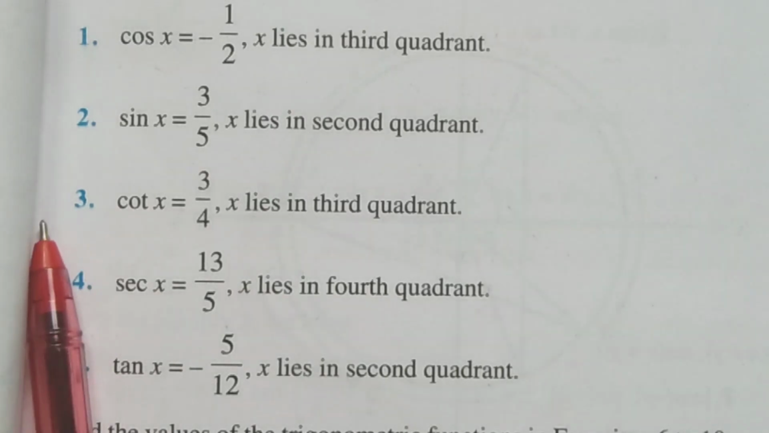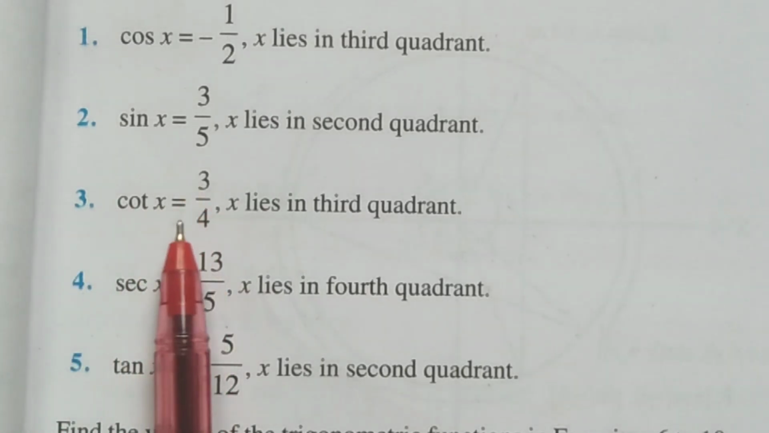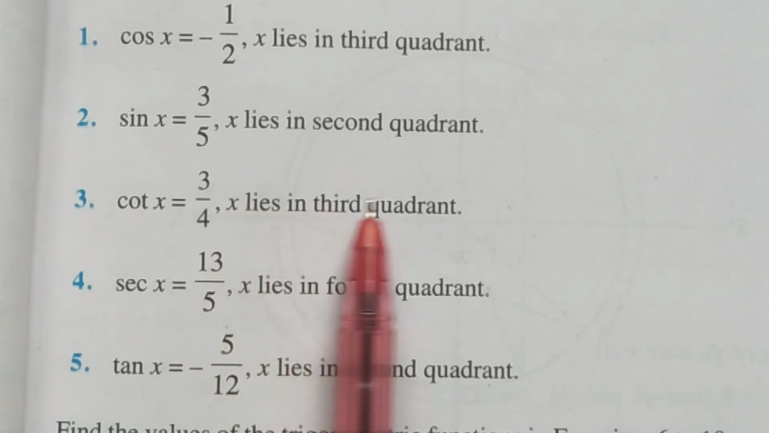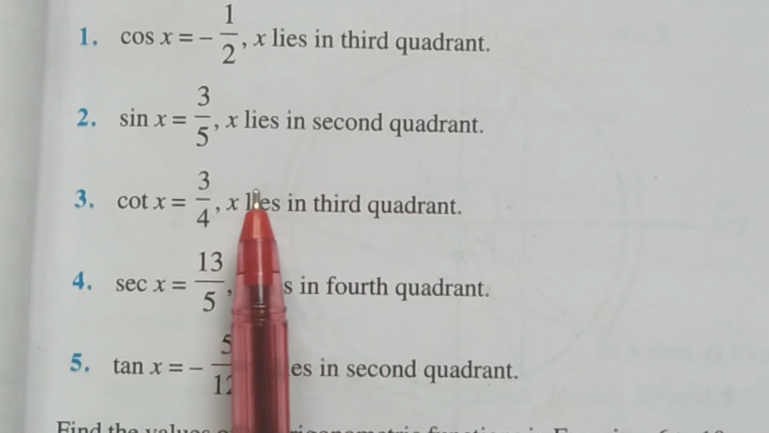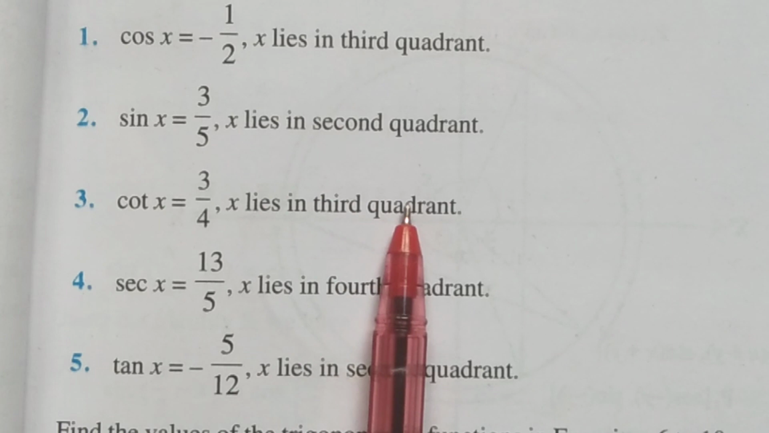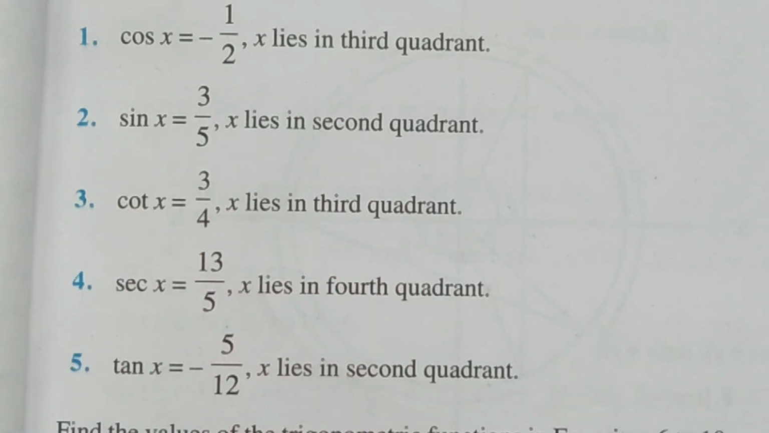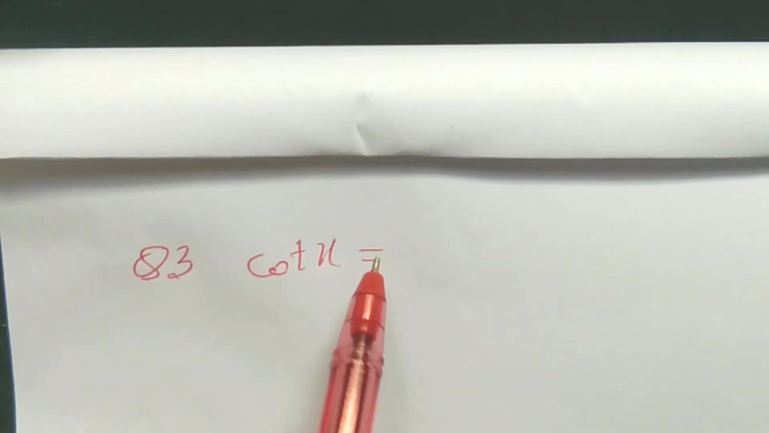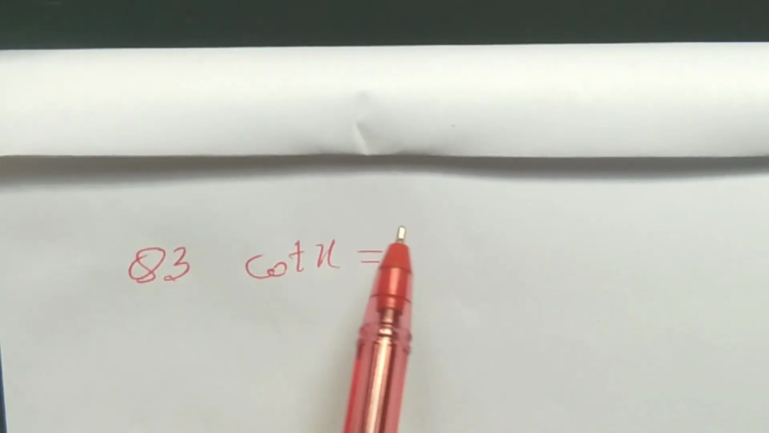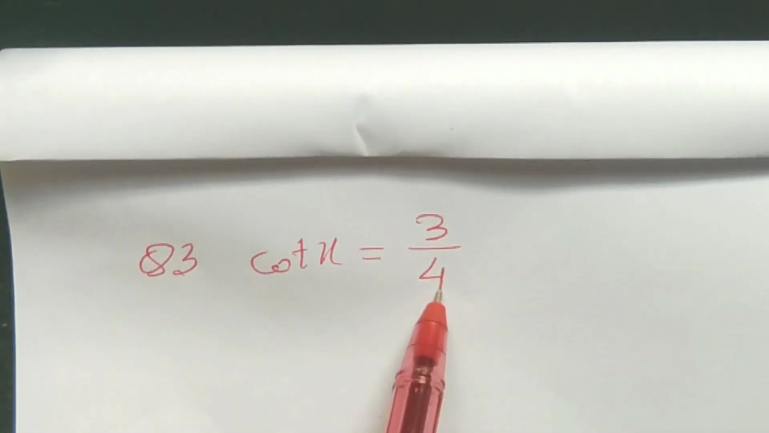Now next question number 3, cot x equal to 3 by 4, x lies in third quadrant. Now here x lies in third quadrant, that means in third quadrant cot x and tan x are positive but the rest of the trigonometric functions are negative in third quadrant. Question number 3, given cot x equal to 3 by 4.